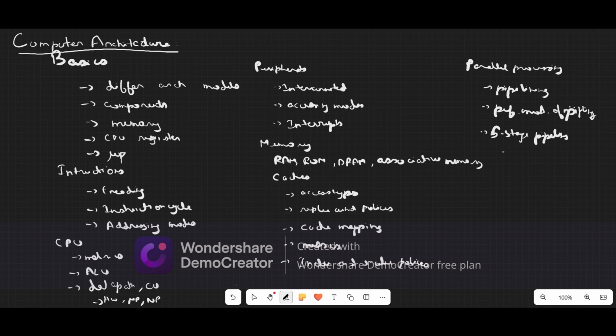We'll also be covering the different types of hazards which we'll be seeing in this basic five-stage pipeline. And then finally, we will conclude this course with an introduction to nonlinear pipelines. So this is going to be the full structure of this course.